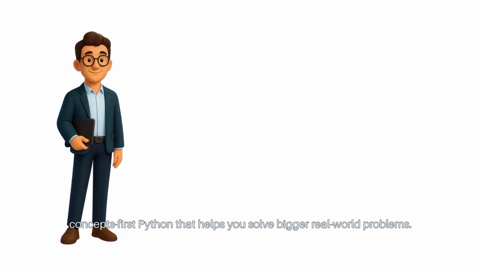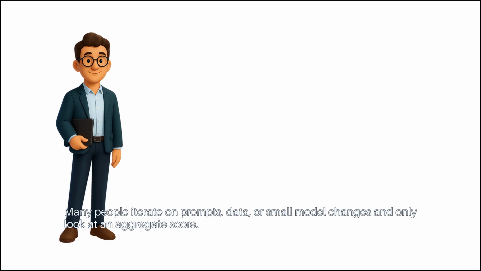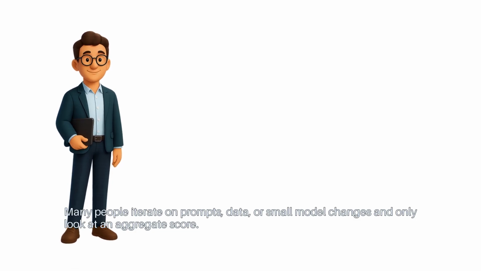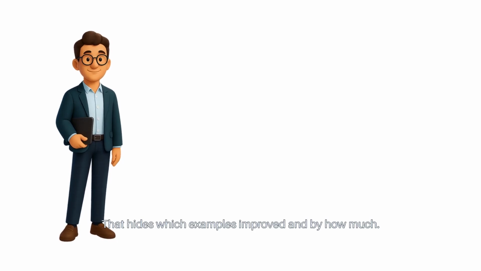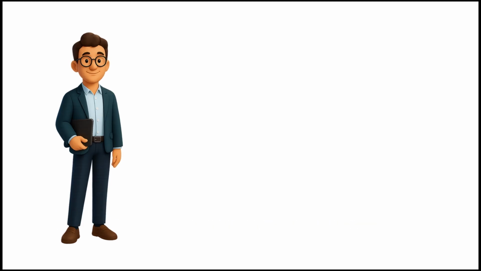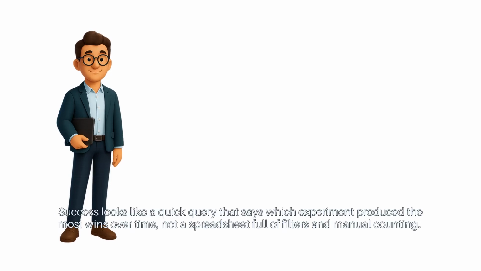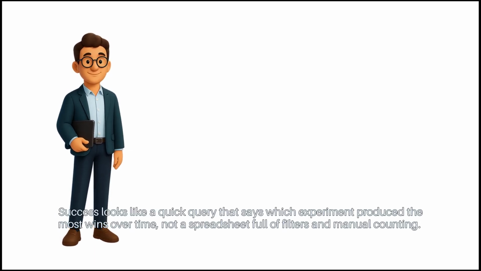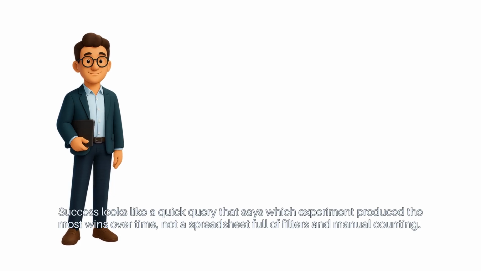Many people iterate on prompts, data, or small model changes and only look at an aggregate score. That hides which examples improved and by how much. An experiment dashboard is simply a structured way to store each run, then ask focused questions. Success looks like a quick query that says which experiment produced the most wins over time, not a spreadsheet full of filters and manual counting.